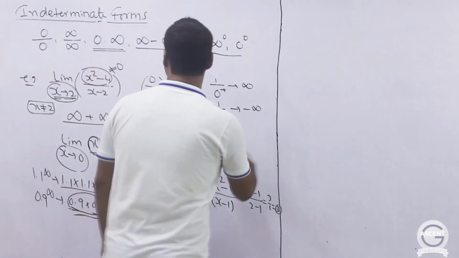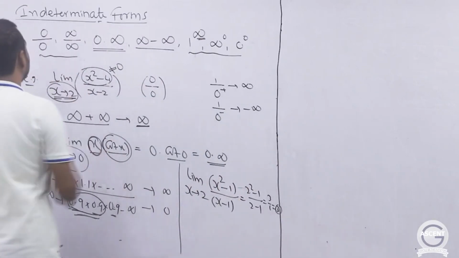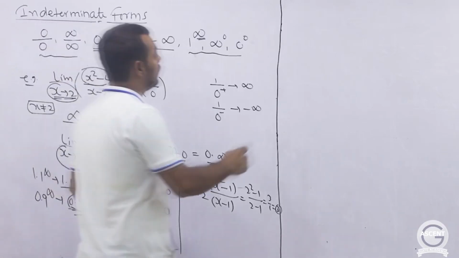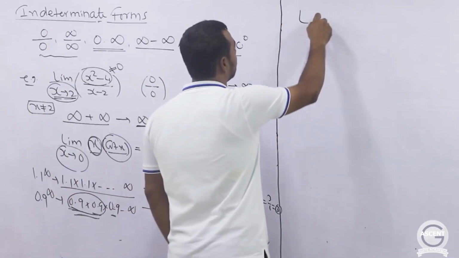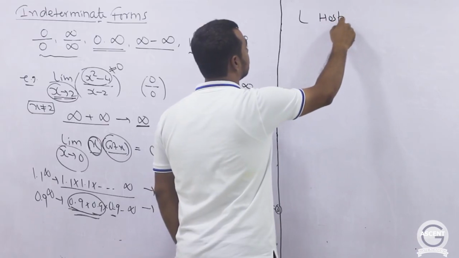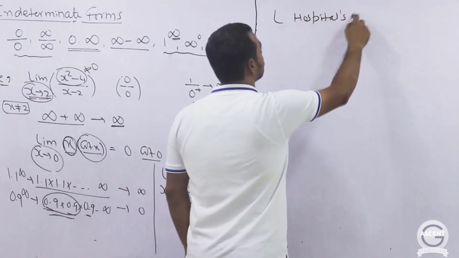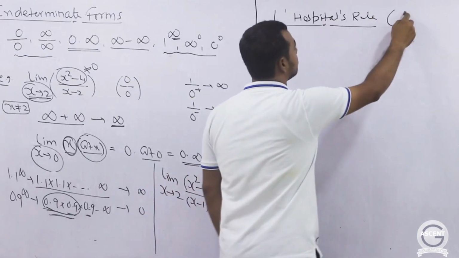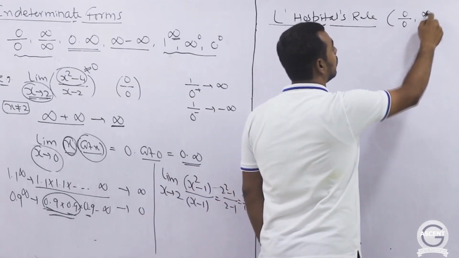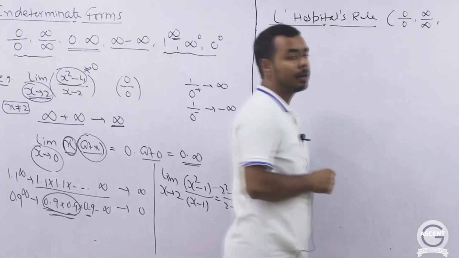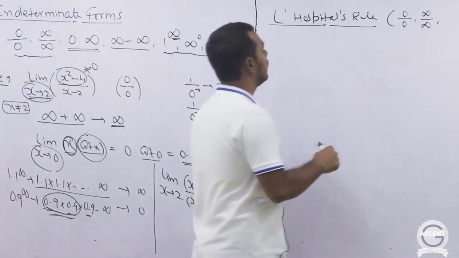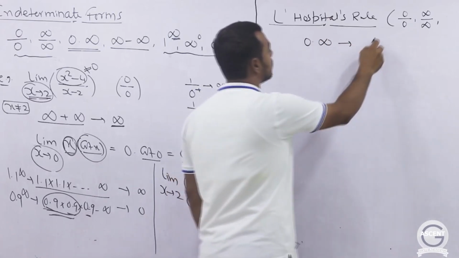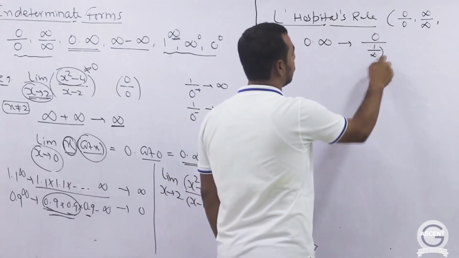Now we will see how to deal with our first two indeterminate forms, 0 by 0 or infinity by infinity. For that there is one very important theorem which is called L'Hopital's rule. This L'Hopital's rule is to be used when you have a 0 by 0 indeterminate form or an infinity by infinity indeterminate form, or if you have a 0 into infinity indeterminate form, then you can easily convert this into a 0 by 0 indeterminate form, right?